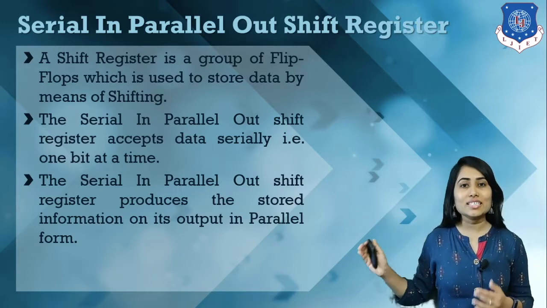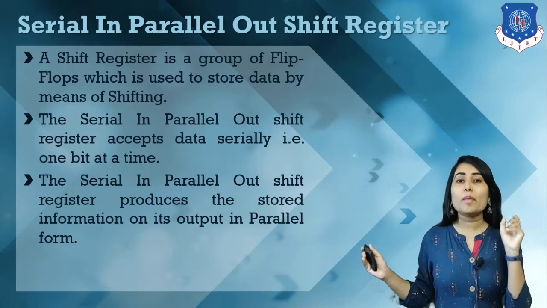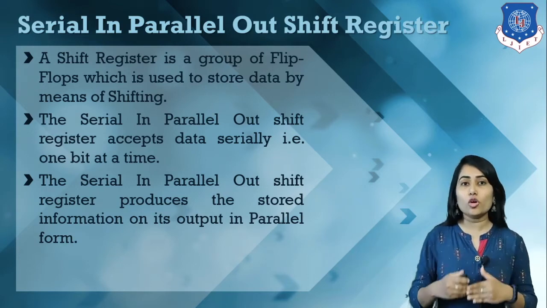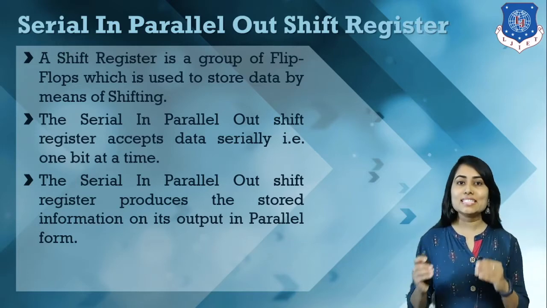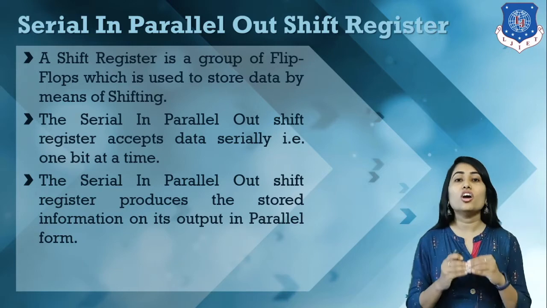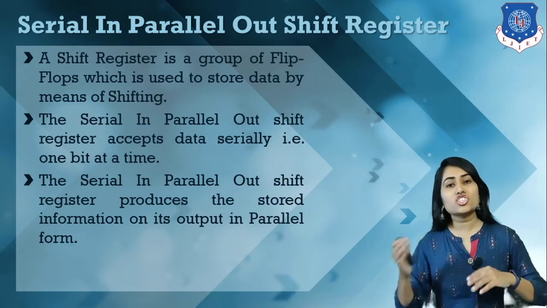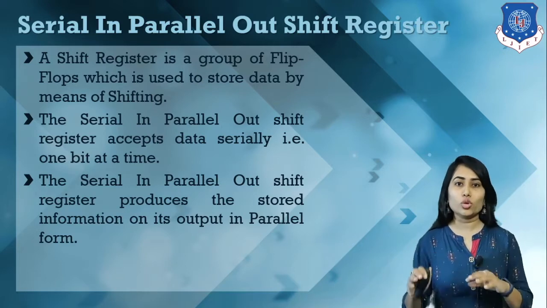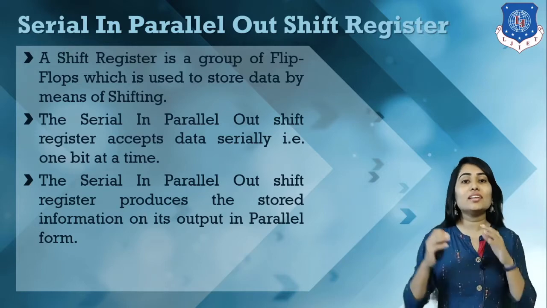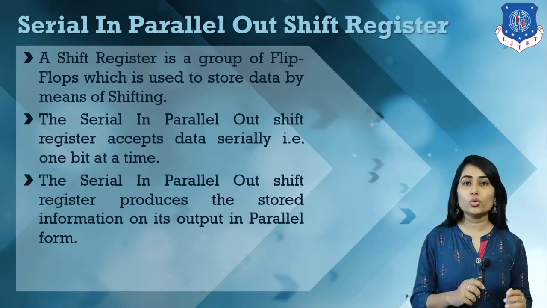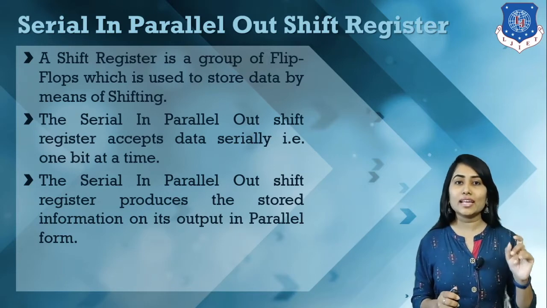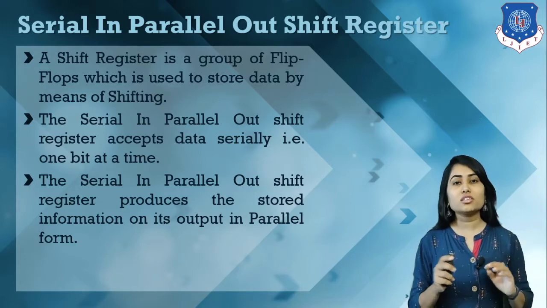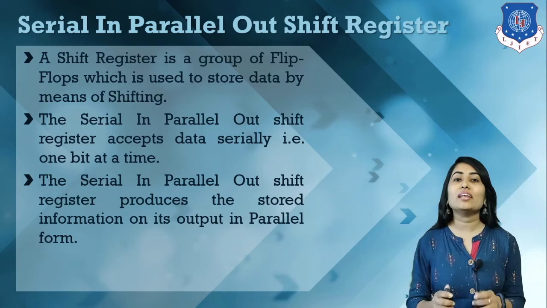In this serial in, parallel out shift register, we have a parallel out, that means our data is stored in the register and shifted, and at the output side our data is present in parallel. All bits are present at the output side. That's why this is known as parallel out, and the register is known as a serial in, parallel out shift register.